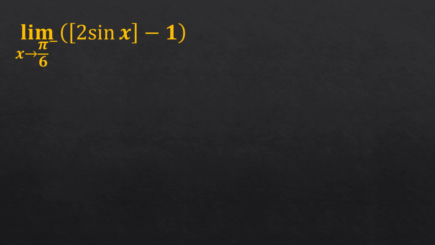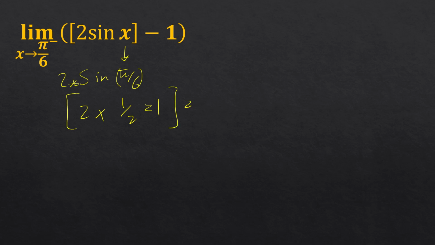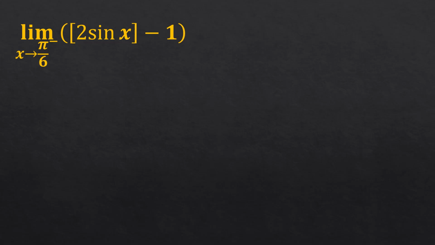To solve this, one way is to replace x by pi over 6. Then we have sine of pi over 6, which is 1 over 2, then 2 times 1 over 2 is 1, floor of 1 is 1, then we have 1 minus 1, which is 0. But that's not the answer, because here x is not pi over 6. X is approaching pi over 6 from the left. So it is very important to see this sign. Maybe it's not quite visible, but x approaches pi over 6 from the left.